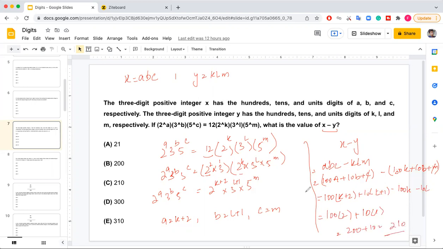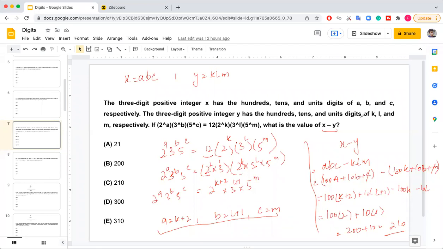So what I did here: at first, we just need some sort of relation between a, b, c and k, l, m. And once we come up with a relation, just substitute in place of x minus y after the representation of the digits.